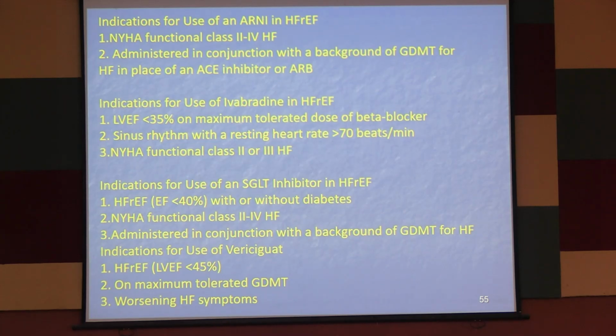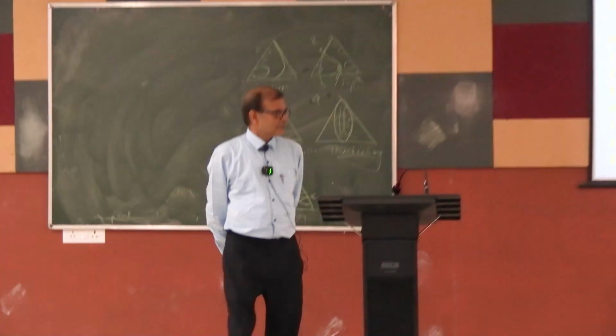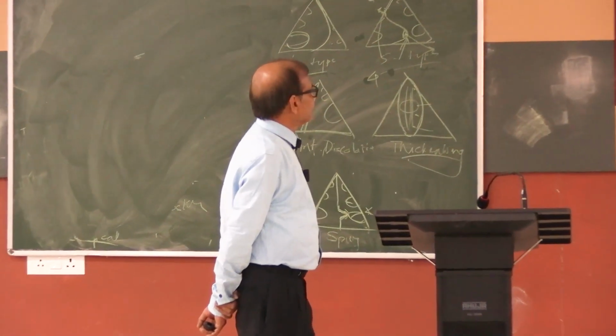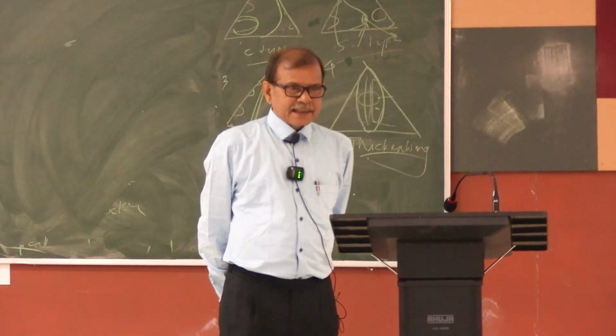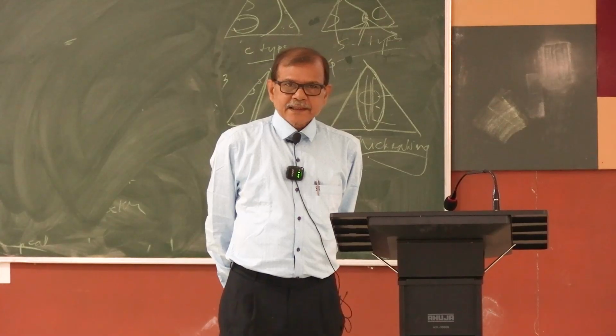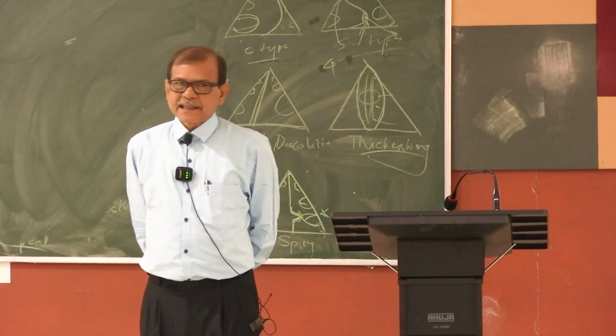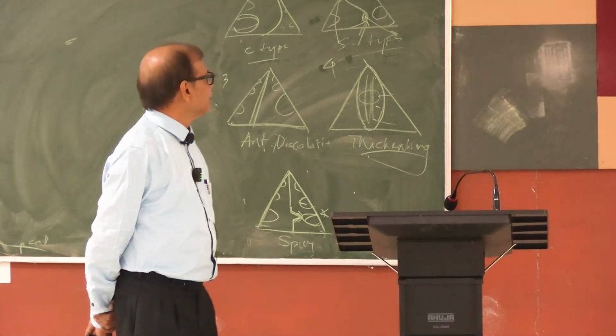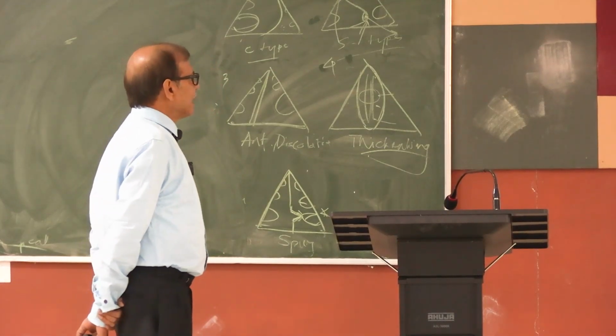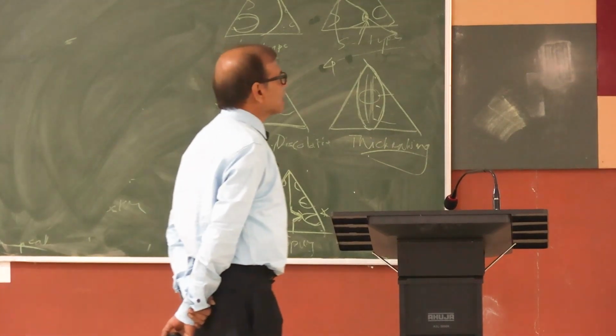Indications for ivabradine: LVEF less than or equal to 35% on maximum, and heart rate on the maximal tolerated dosage of beta blocker is more than 70 beats per minute, and NYHA class 2 or 3.